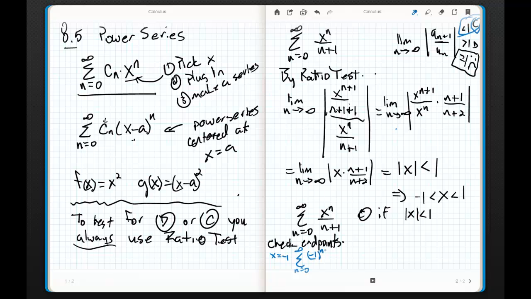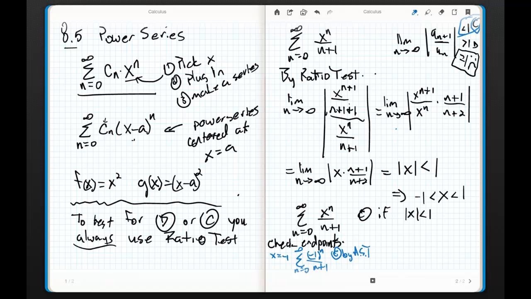Ooh, my spidey sense is tingling, divided by n plus 1. Does that converge or diverge? Well, the first thing you should notice is that this is an alternating series. It's a decreasing alternating series. Every subsequent term is less than the one before it. So it converges by AST.